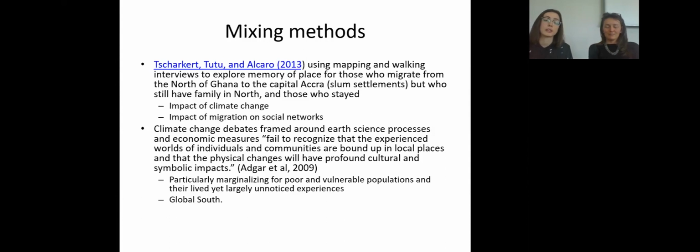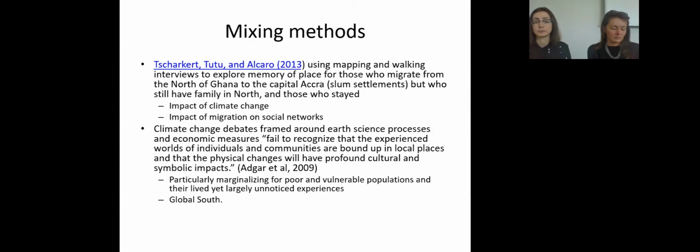The authors found that climate change debates in literature are framed around earth science processes and economic measures, and that they fail to recognise the experienced worlds of individuals and communities that are bound up in local places, and where the physical changes of the environment will have profound cultural and symbolic impacts. And that was a quote by Agdar et al.